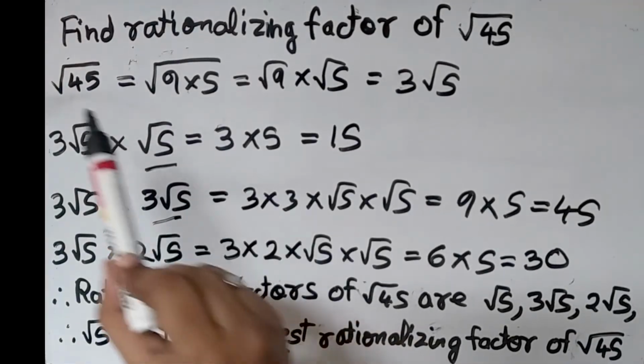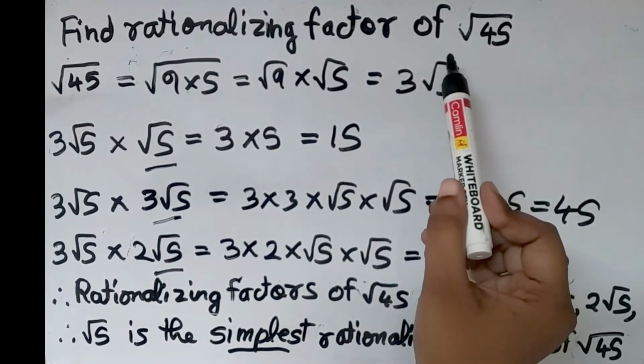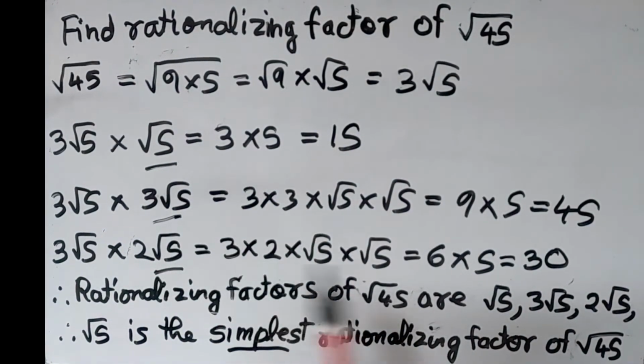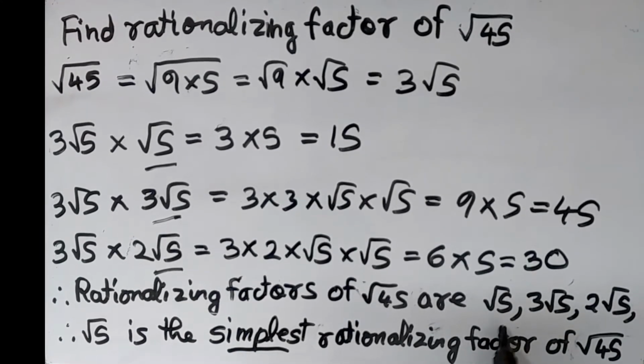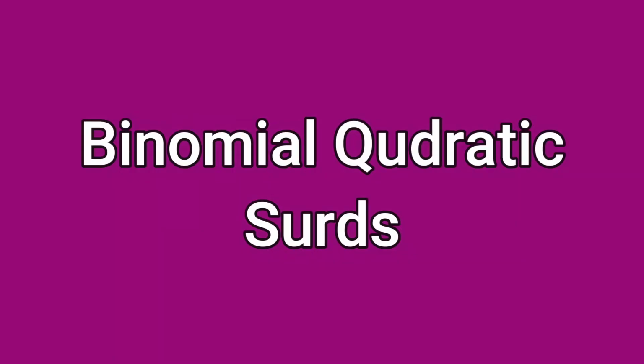Okay. So, this is how you will find the rationalizing factor of any surd. First, we will write the surd in the simplest form and then we will find the rationalizing factors. If it is asked to find the simplest, then here root 5 is the simplest rationalizing factor of root 45. Now we will see binomial quadratic surds.